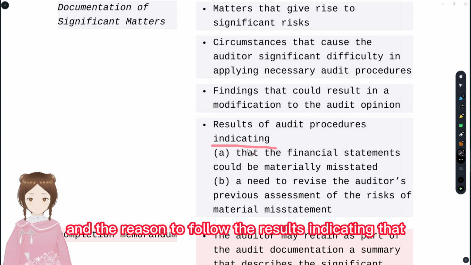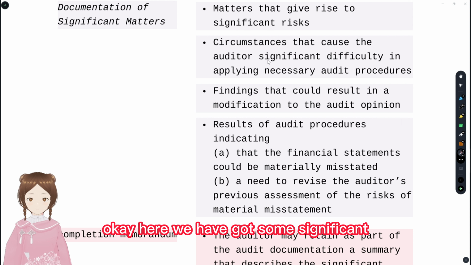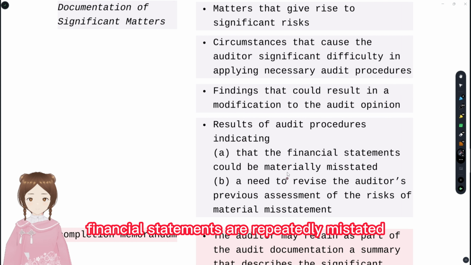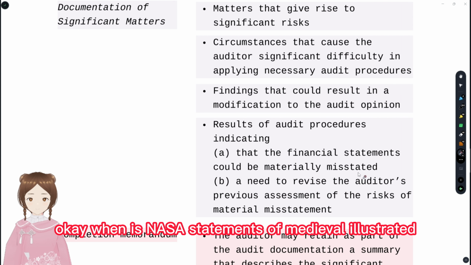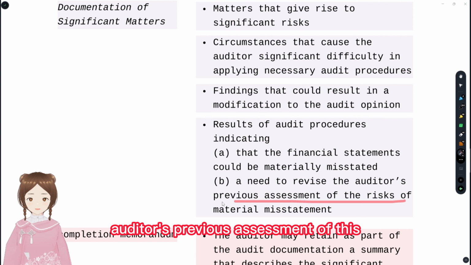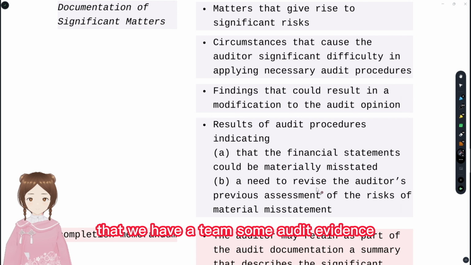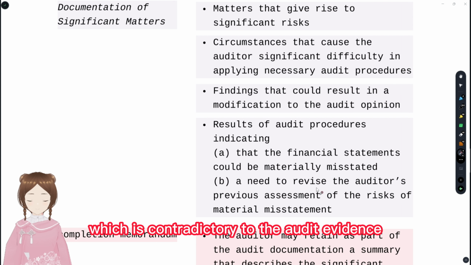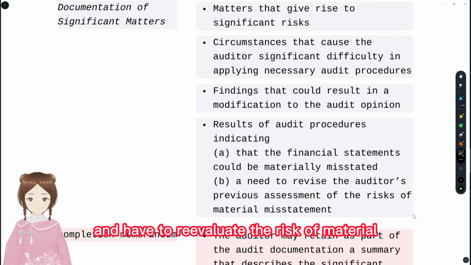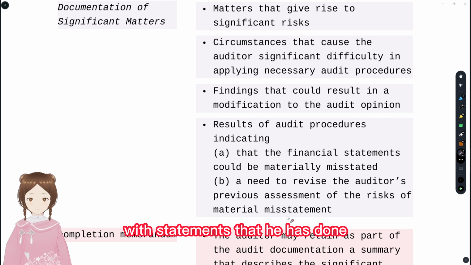And the results of audit procedures indicating that, okay, here he had significant difficulty in applying audit procedures, but he had done some audit procedures. But the results are that the financial statements are materially misstated, and there is a need to revise the auditor's previous assessment of risk of material misstatement. That is, we have obtained some audit evidence which is contradictory to the audit evidence previously obtained. So he came to know that the management were involved in some frauds and do not have integrity, and he has to re-evaluate the risk of material misstatement that he did at the planning stage of the audit.